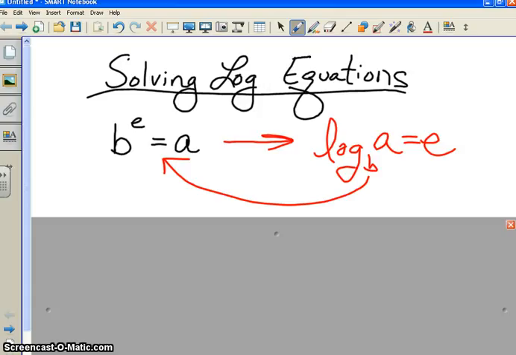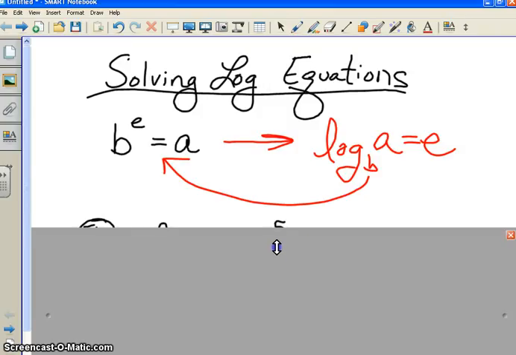And this is an important skill because there's a few scales, like the decibel scale, the Richter scale, the pH scale, that are all logarithmically based. It's important to be able to go back from the logarithmic form into the exponential form.